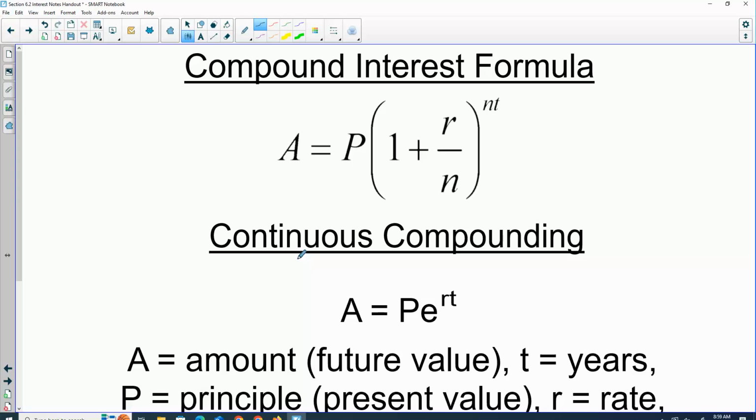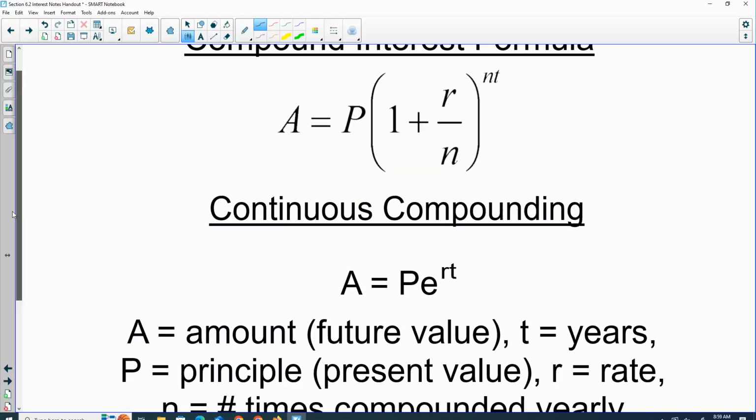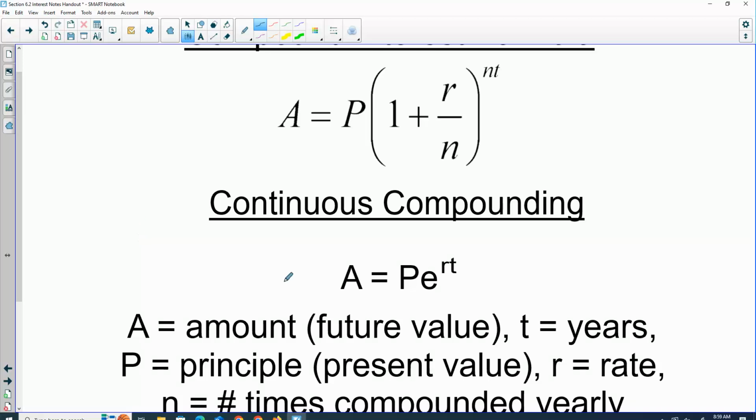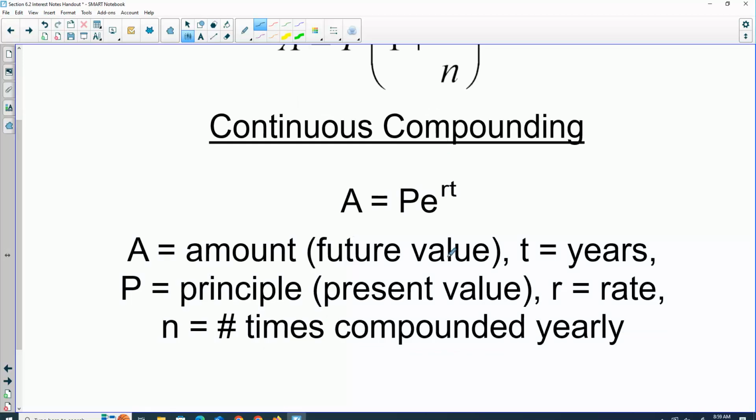R is your interest rate. It has to be in decimal form. N is the number of times a year you are compounding, and T is the number of years. Okay, so on a test or quiz, I would just give you this formula. You'll have to be familiar enough to know what the variables stand for, but I did put it at the bottom of that slide for you.